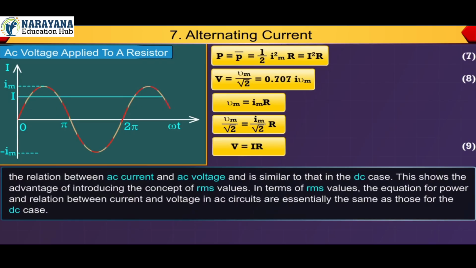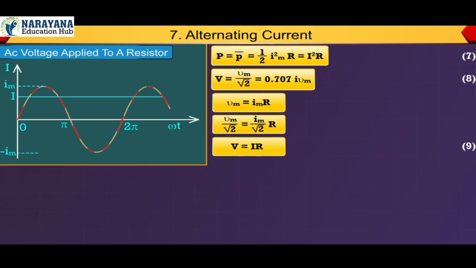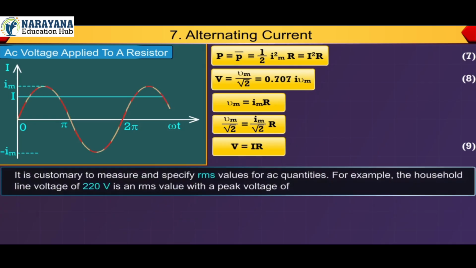This shows the advantage of introducing the concept of root mean square values. In terms of root mean square values, the equation for power and the relation between current and voltage in AC circuits are essentially the same as those for the DC case. It is customary to measure and specify root mean square values for AC quantities.